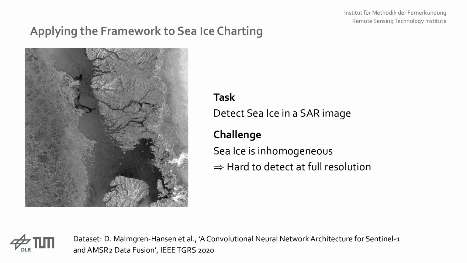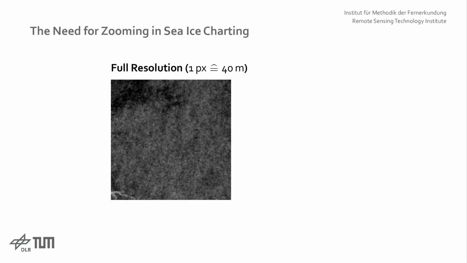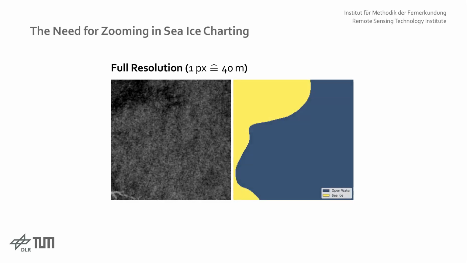towards the left. The edges of these regions seem very well defined in this overview image, but the story is very different once we zoom in. Here's a full resolution image of the border between open water and sea ice. Can you spot the exact location of this border? It's hard to tell, isn't it? Here's the corresponding ground truth.